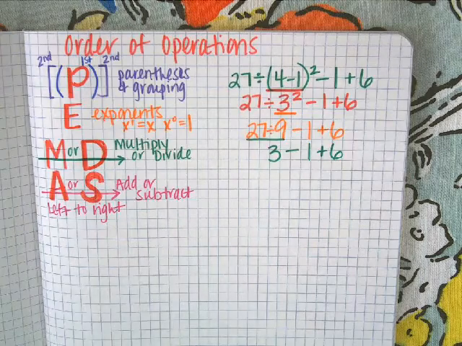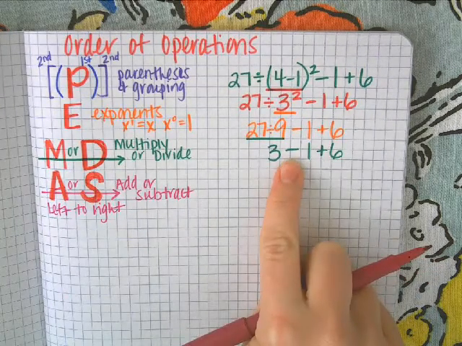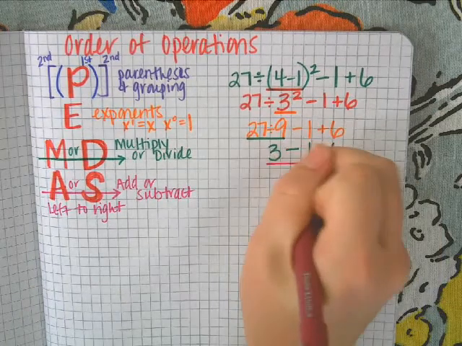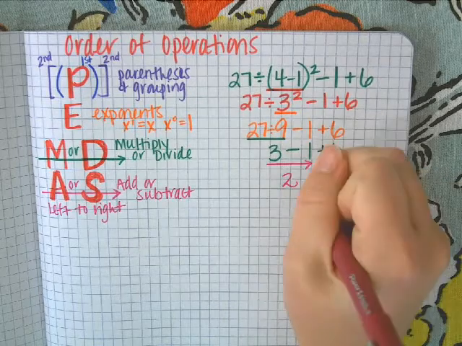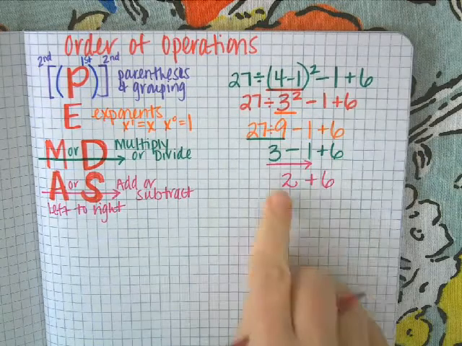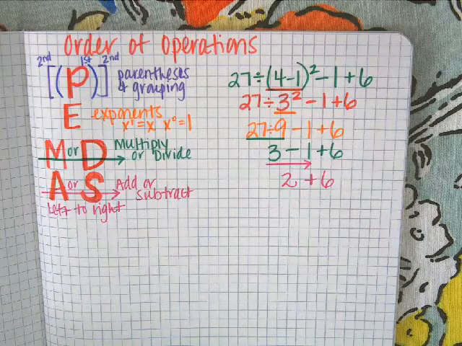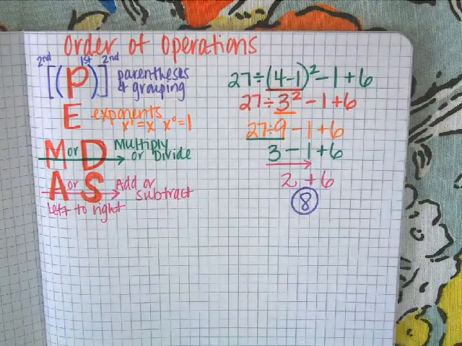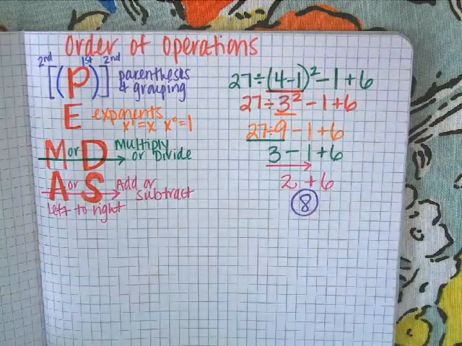Looking at this, how do I know what to do first? Because it is addition and subtraction, my notes tell me to go from left to right. Going in this order, I need to say 3 minus 1 is 2. Rewrite my problem. 2 plus 6 gives me my final answer, and my final answer is 8. As you'll notice, as you write the problem, it should get smaller, kind of forming the shape of a pizza.